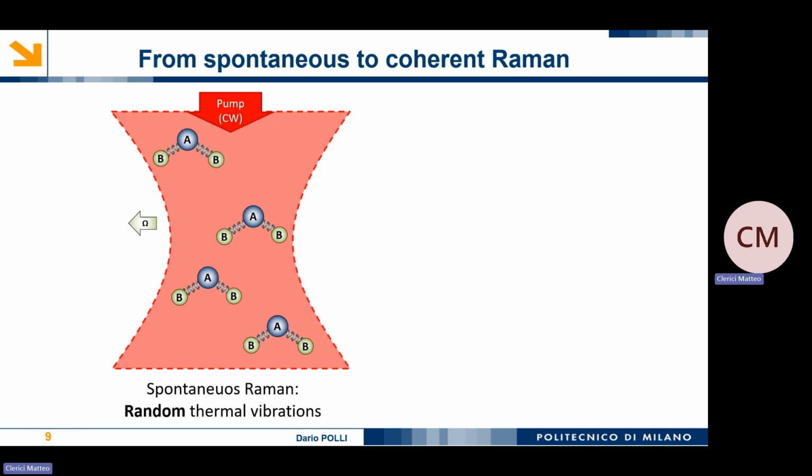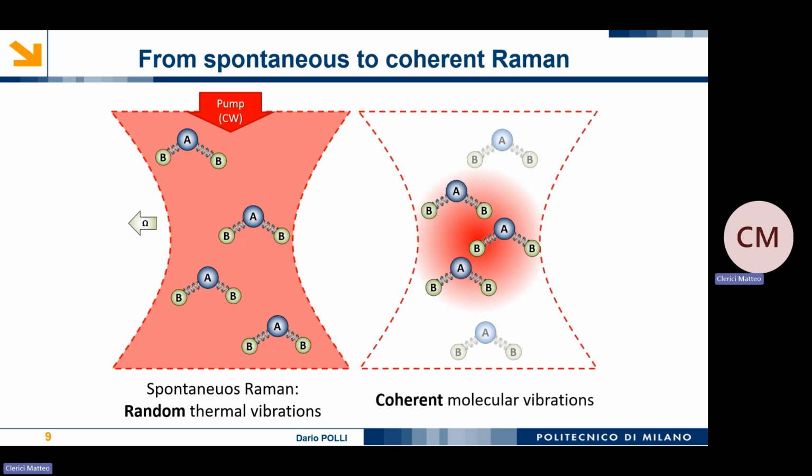So you see that all these oscillations occur in a kind of random way. These are thermally active vibrations, because every molecule oscillates with its own random phase. Now, in coherent Raman, you do the following.